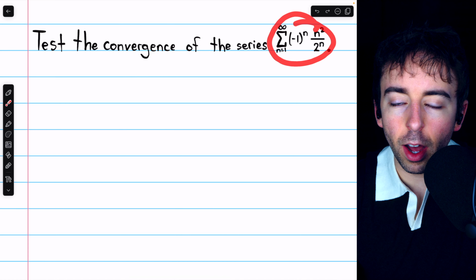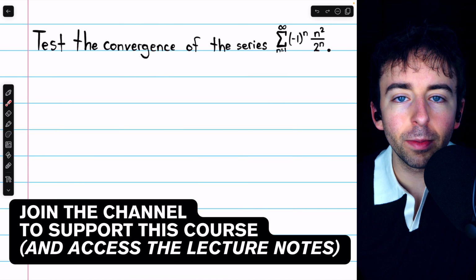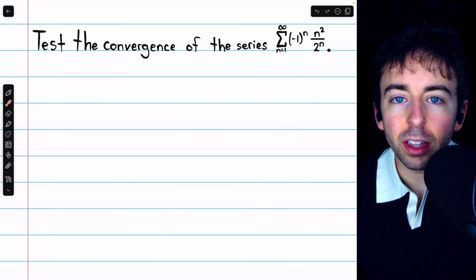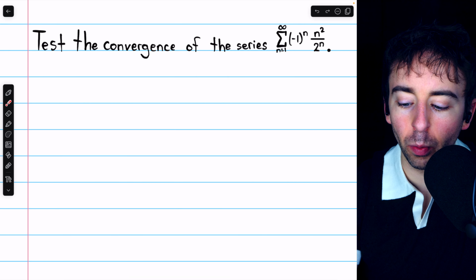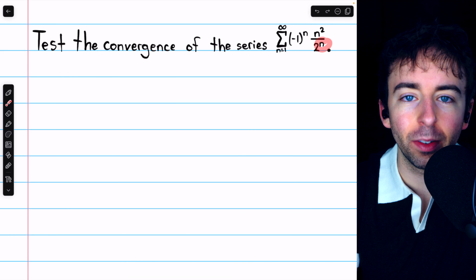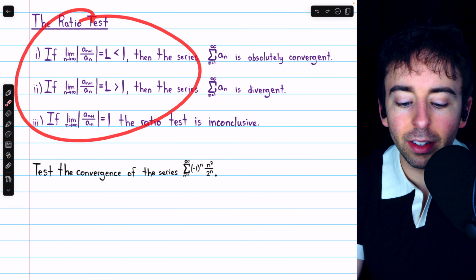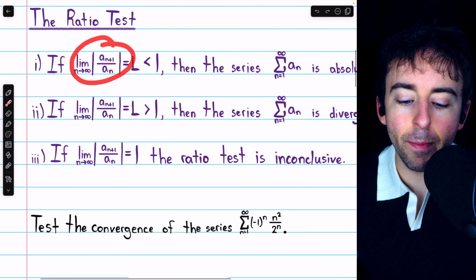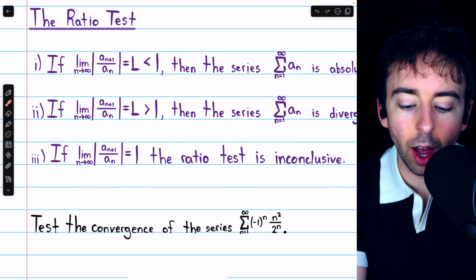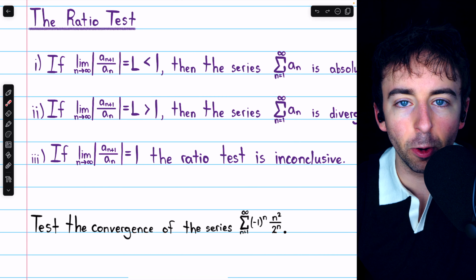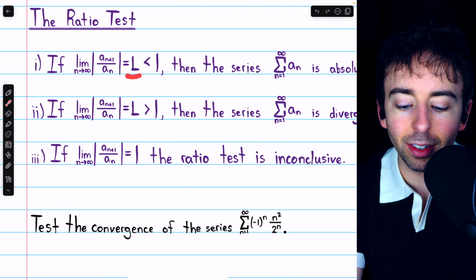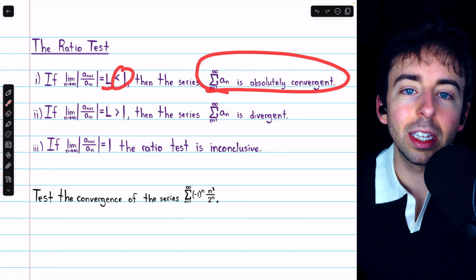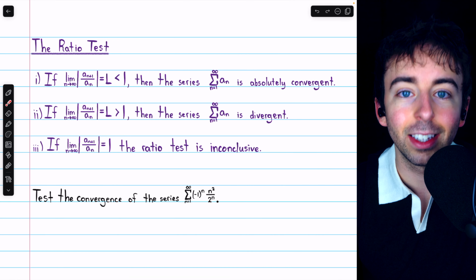To determine whether or not this series converges, the most straightforward test to use would be the ratio test. The ratio test is often useful when we have nth powers of some number. Here's the ratio test for your reference. Recall, we're going to have to look at the limit of the magnitude of the ratio of consecutive terms of the series. If that limit is equal to some number that's less than 1, then our series is absolutely convergent, which also means it's convergent.